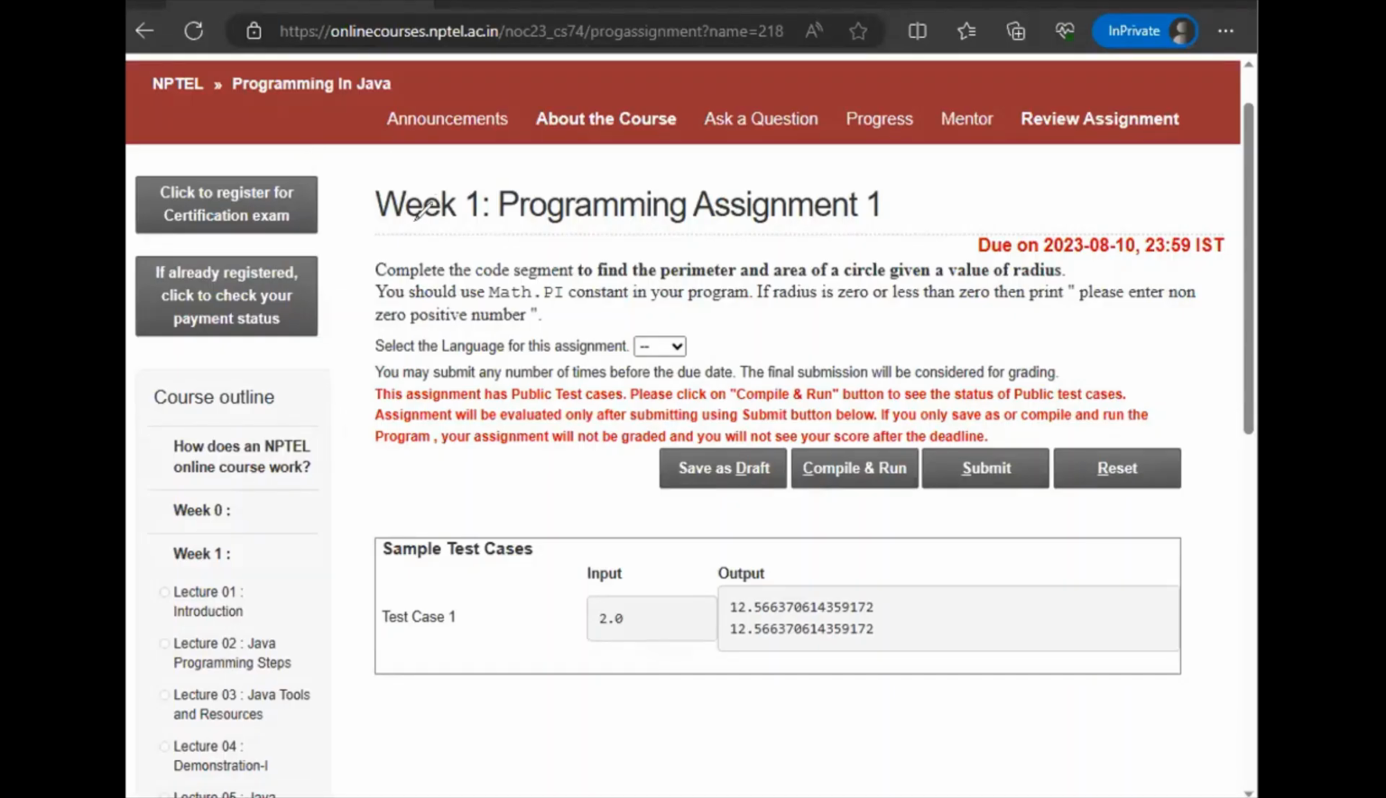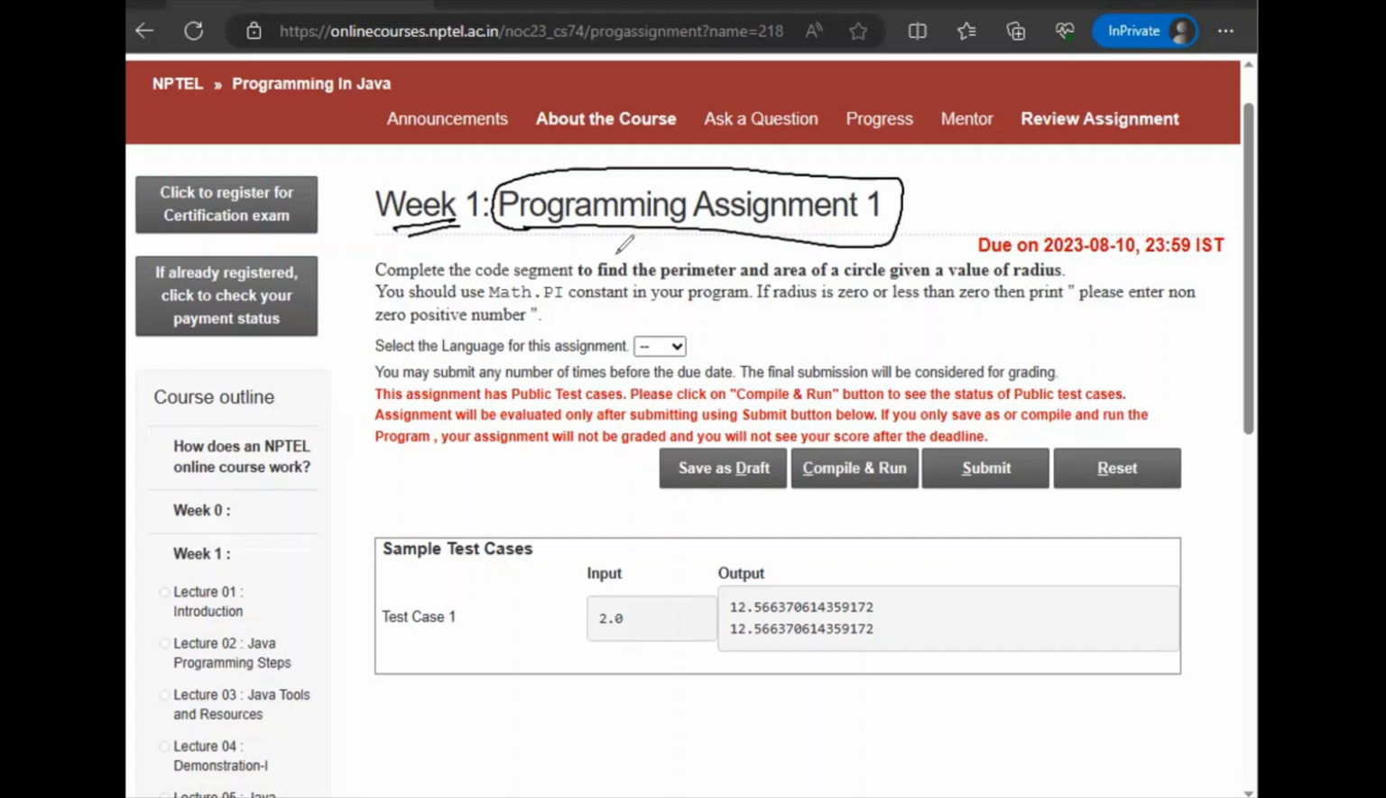in Java, and the assignment is week 1 programming assignment. Okay, so totally we'll be having 5 programming assignments in week 1. So let us go with my first assignment. Okay, so what is the assignment? Complete the code snippet. So you'll be getting a code here, so we will check it out.